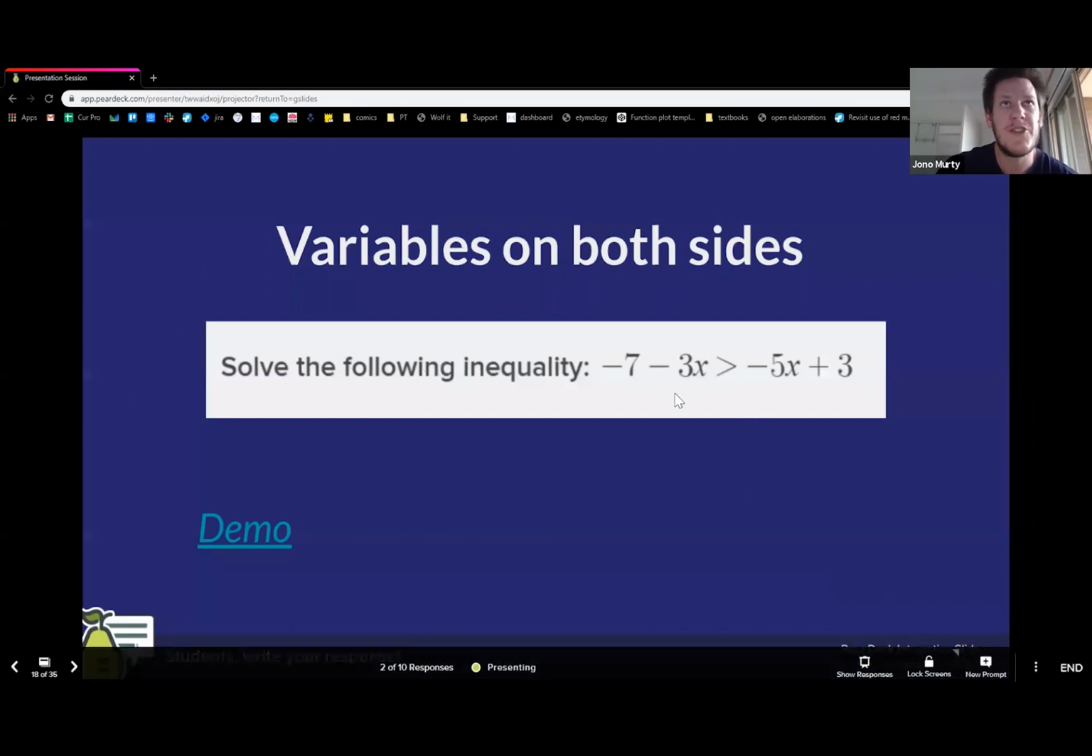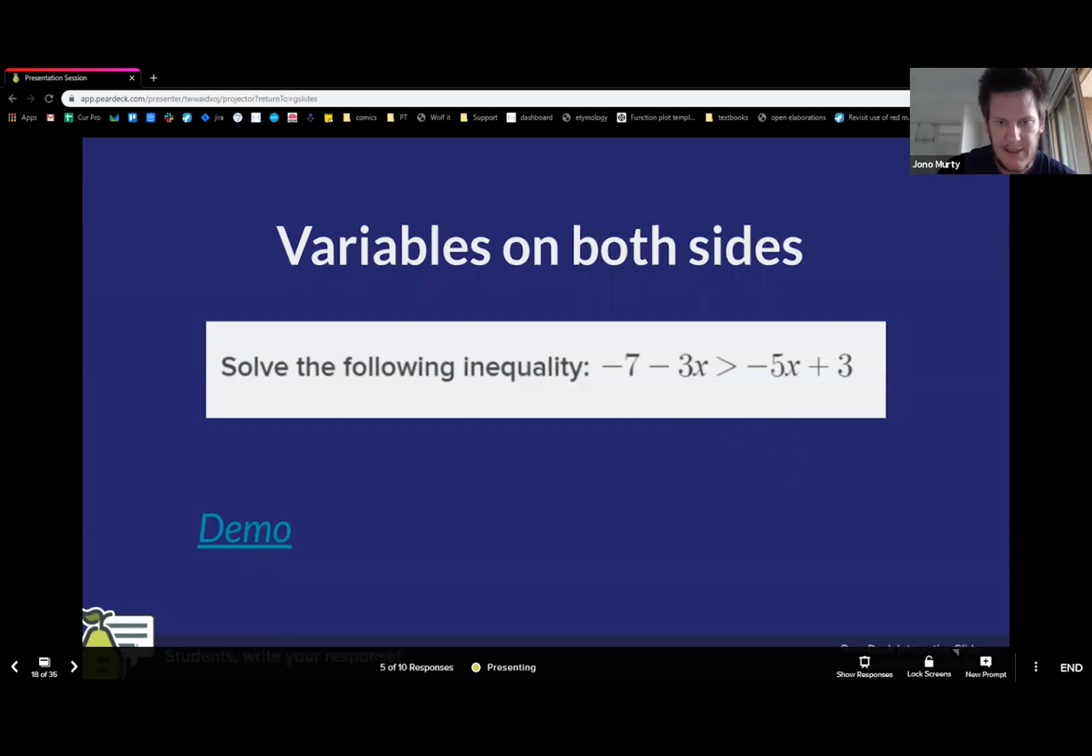My usual approach would be decide which side has the least number of x's and go to the side with more. So -3x is more than -5x. So I would be getting rid of the x's from this side first and getting them over to this side. You could go the other way, but then you'd just have to do an extra step.